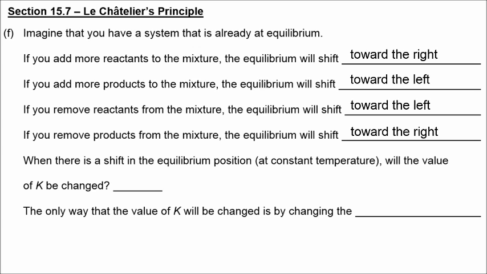If there is a shift in the equilibrium position, but as long as the temperature does not change, then the value of K itself will not be changed. The only way to change the numerical value of K is by changing the temperature.